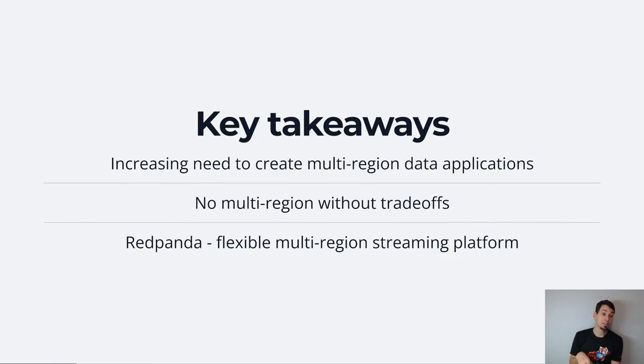The key takeaways that I see from this talk are that multi-region is the new table stakes nowadays, as organizations scale and depend more on their IT infrastructures. Trade-offs must be made when deploying distributed applications. The trade-offs should be driven carefully by requirements and business needs. And also, I would like to highlight that Redpanda can be seen as a flexible multi-region streaming data platform.